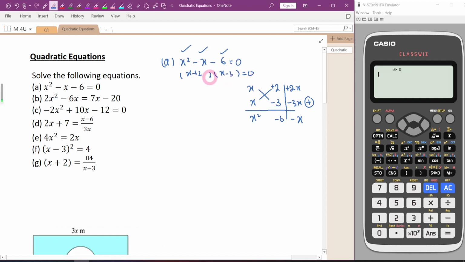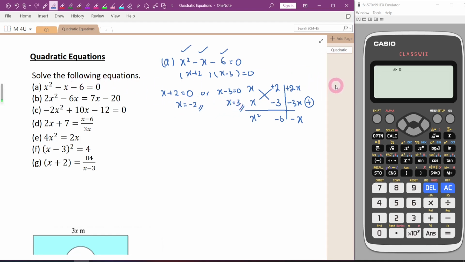Okay, so according to zero product properties, we know that these two terms multiplied together give us 0. One of them must be equal to 0, right? Or maybe both of them are equal to 0. So x plus 2 is equal to 0, or x minus 3 is equal to 0. So x will be equal to 3, x will be equal to negative 2. These are the answers for this question.